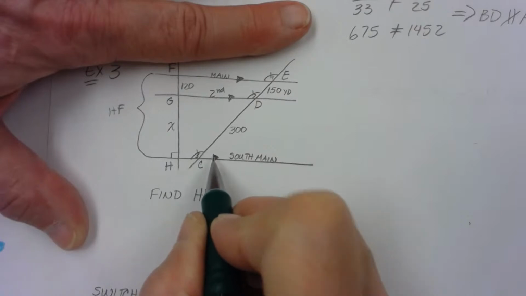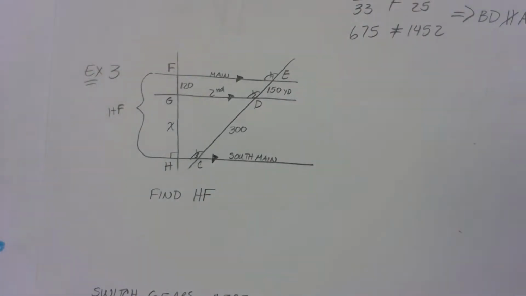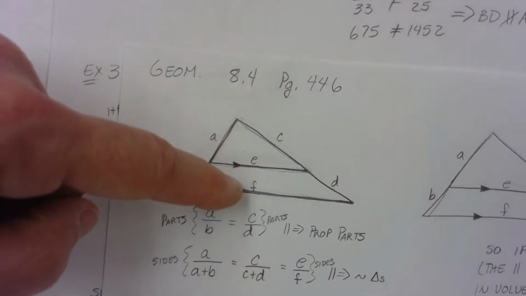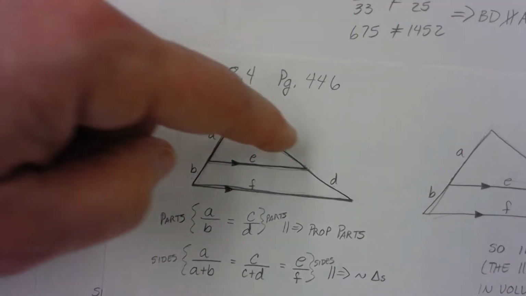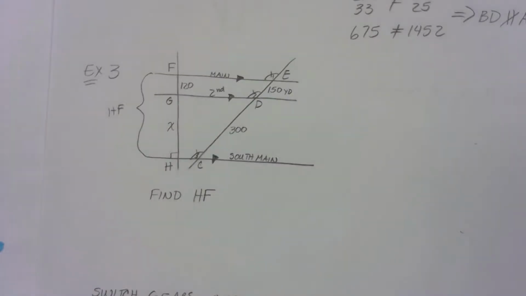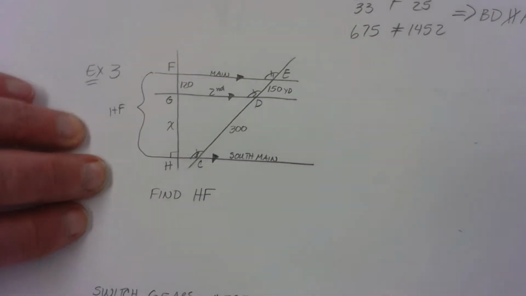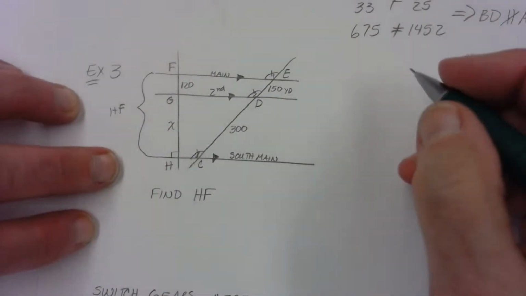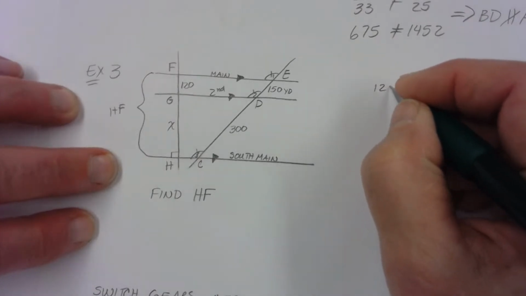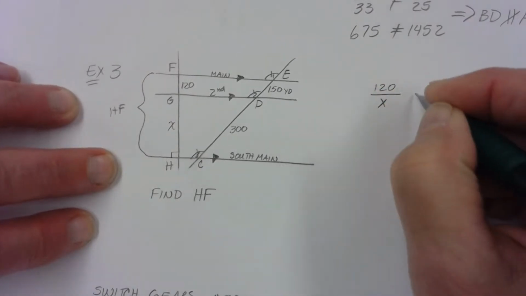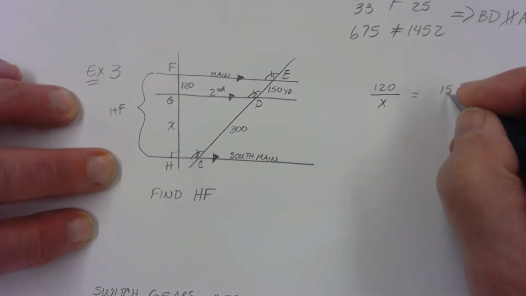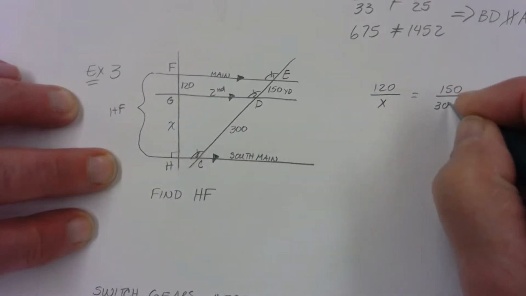And if I have 3 parallel lines, just like I did here and here with the triangles, but I've got 3 of them, it still splits things up into parts that are proportional. So that's kind of an extension. This is what I would say: 120 is to x as 150 is to 300.